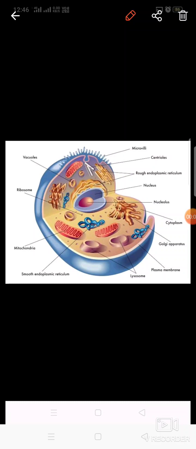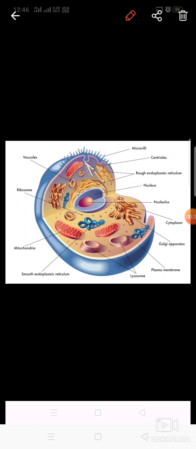Last time when your classes were running, we started our first chapter, that is Cell, the Fundamental Unit of Life. In this chapter, I told you about the cell, the basic structure, what is plasma membrane, what is nucleus, what is cytoplasm, and what are different things which are present inside the cytoplasm. And these tiny structures are basically known as cell organelles.